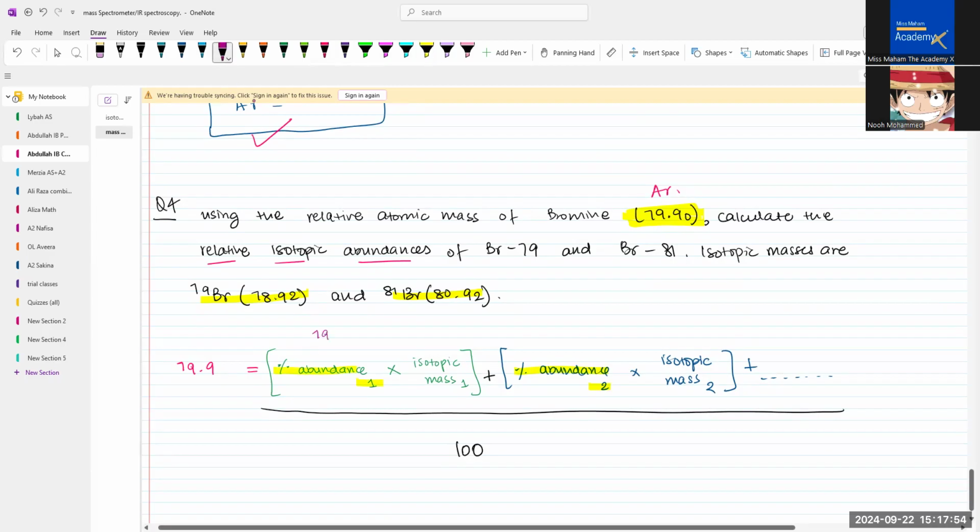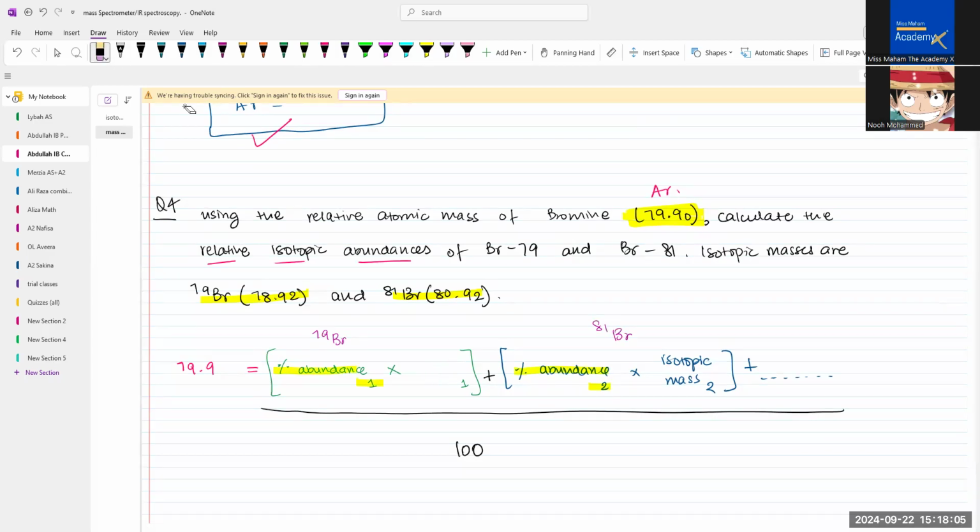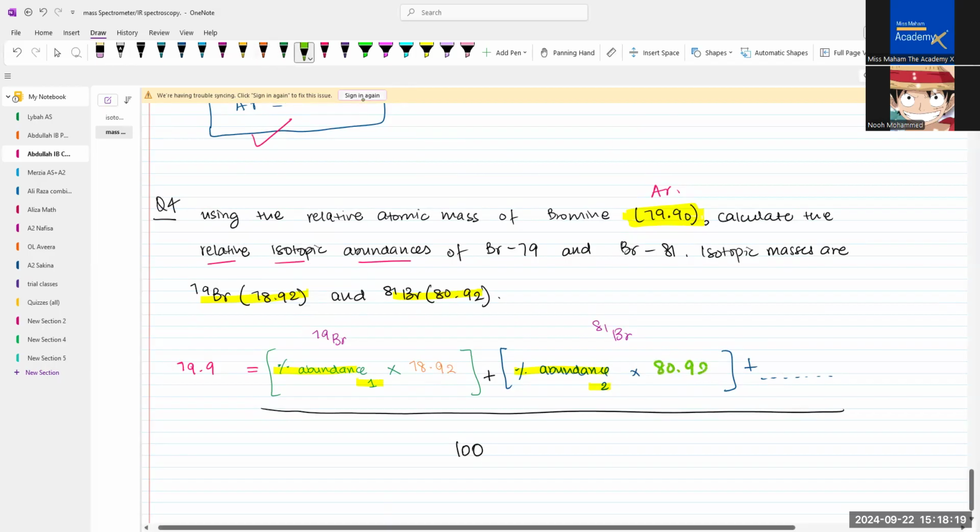So 79 Br, let's take this bracket and let's make this bracket for 81 Br. So isotopic mass for 79 Br has been given to us as 78.92 and for 81 Br, 80.92. Now we are left with inputting these two values, percentage abundances for both of these.